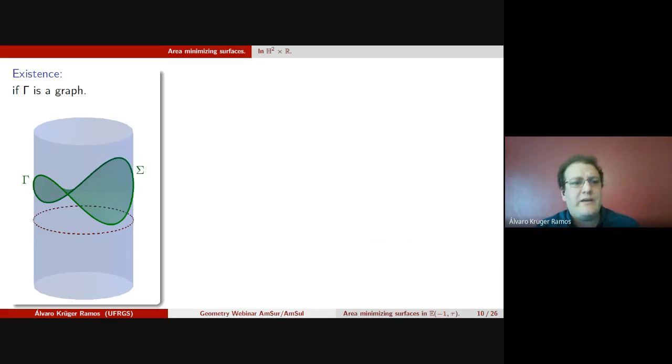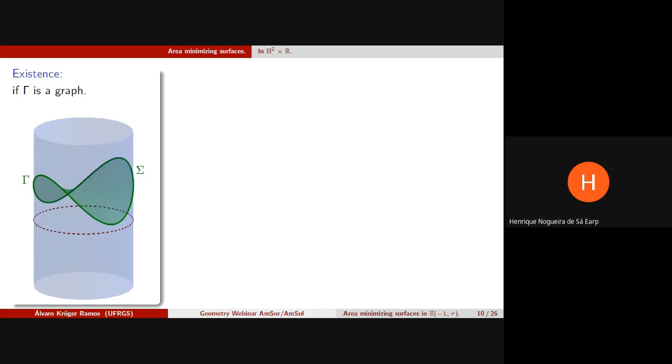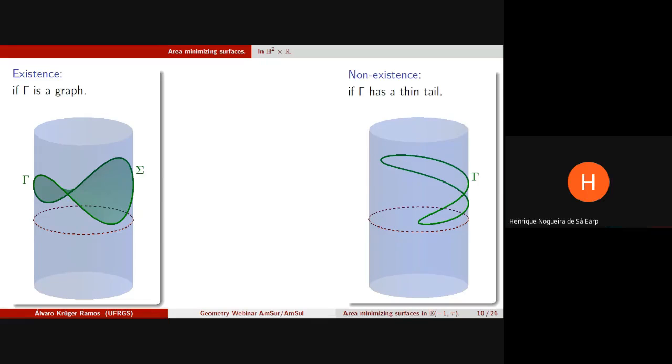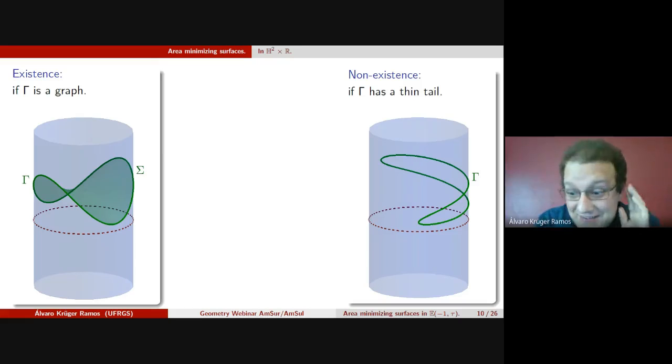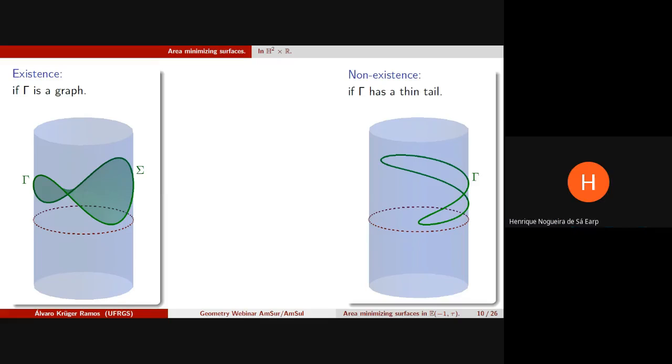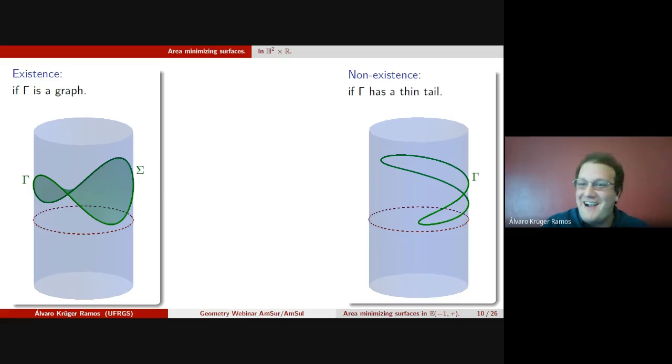Okay, so on one hand you have existence if gamma is a graph. Can I just clarify that I have no responsibility over this horror? This is my cousin Ricardo. Oh yes, you're right. Sorry, Enrique, I totally forgot. Yeah, it's not me. It's not Enrique. You're right. Okay, thank you. So I had forgotten about that.